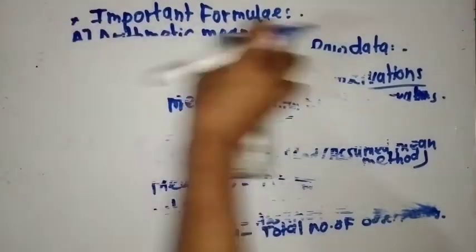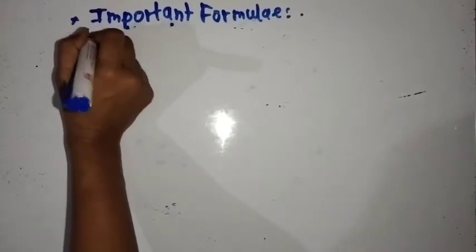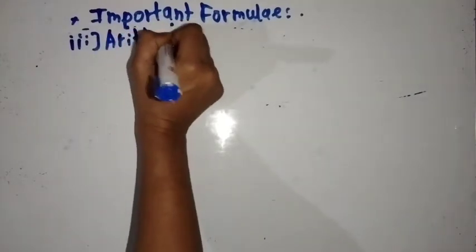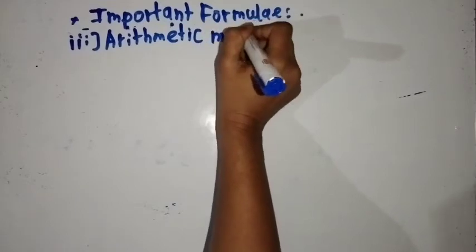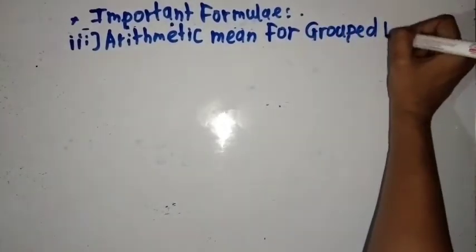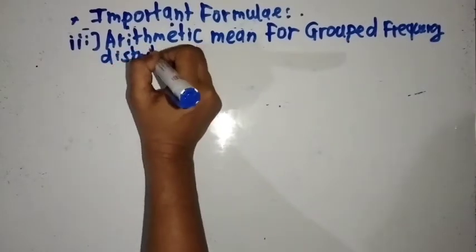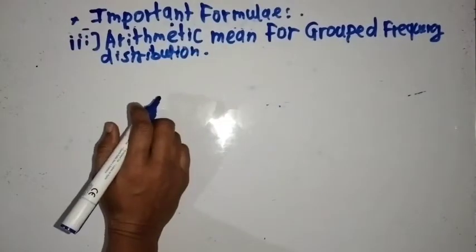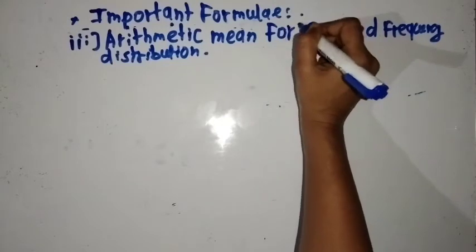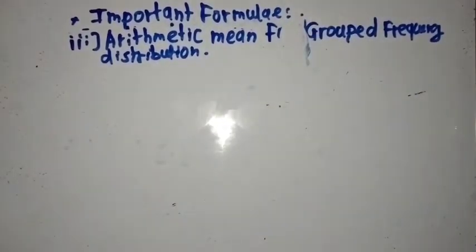Then we give next formulae. Third, arithmetic mean for ungrouped frequency distribution.